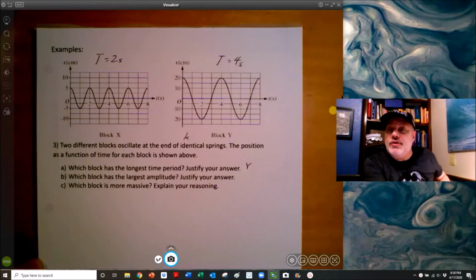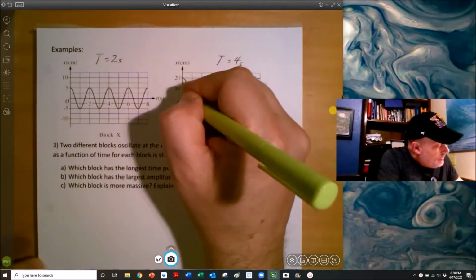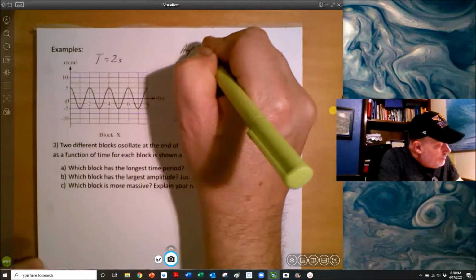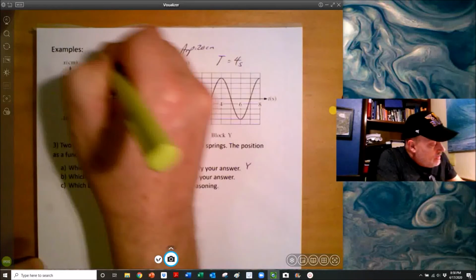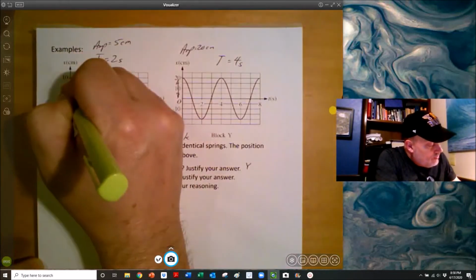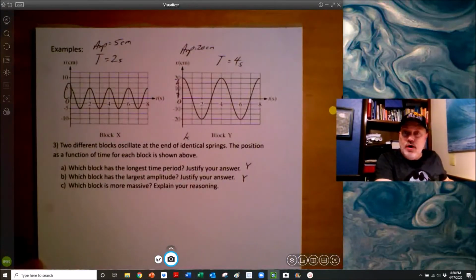Which block has the largest amplitude? That also is easy. You can read the amplitude right off of here. From here to here is our amplitude. The amplitude over here is 20 centimeters, and the amplitude over here is only 5 centimeters from here to here. So that, again, the largest is Y.